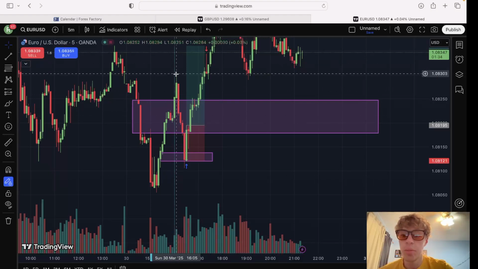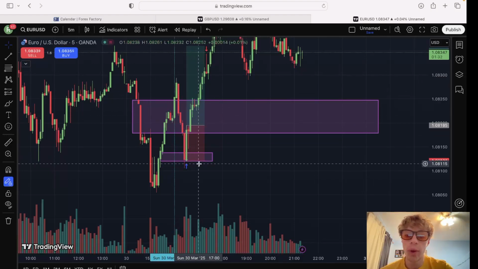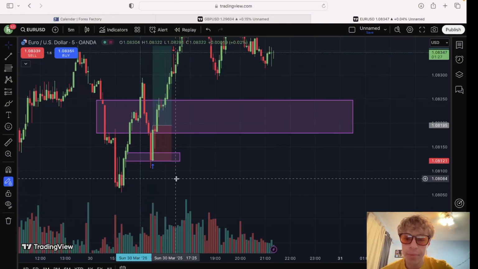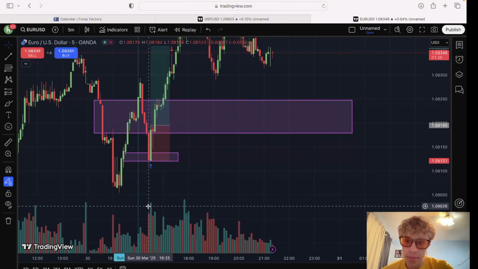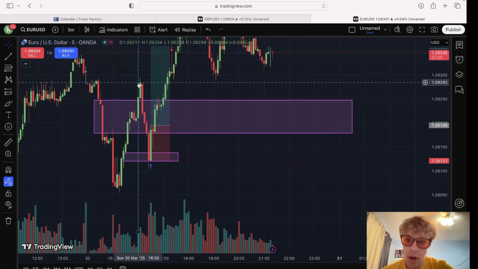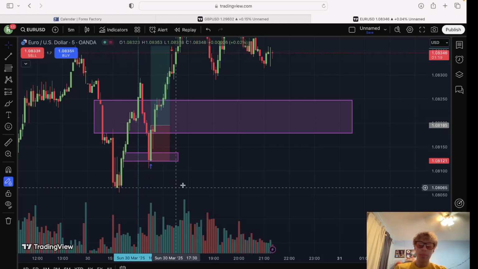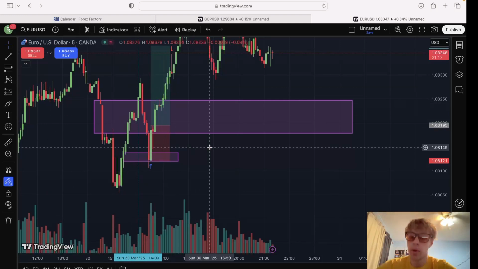What do we see it do? Price capitulates all the way back down. Fills this first fair value gap. And I see it once again making a higher low. We have a low, a high. What is this? A higher low. It's not sweeping this out. It's making a higher low.